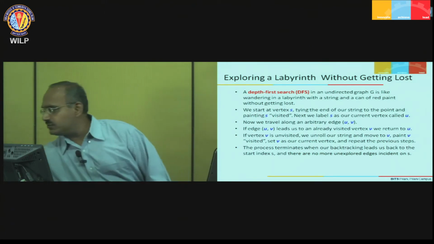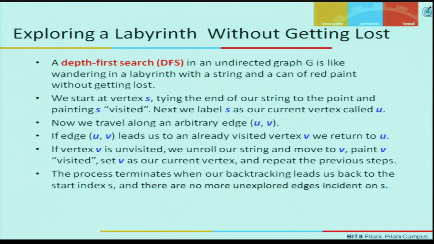A depth first search in an undirected graph is like wandering in a maze with a string and a can of red paint without getting lost. You are in a maze, at a particular point, and you have to find a way out, crucially without getting lost. So, suppose we start at a vertex S. We tie the end of our string to that point and paint S visited. At the starting point, to mark that we have already visited this point, we mark it visited.